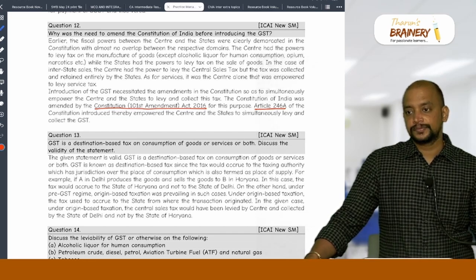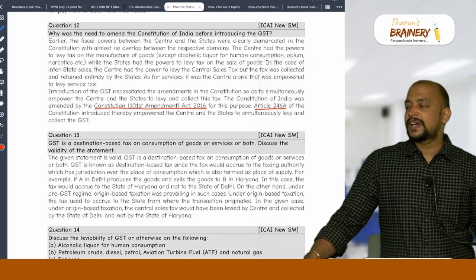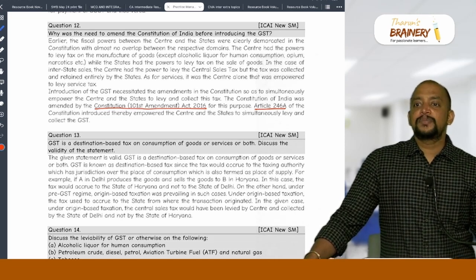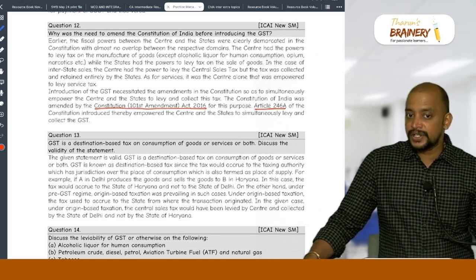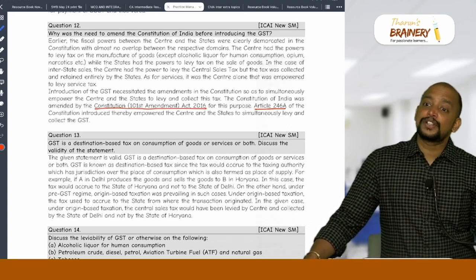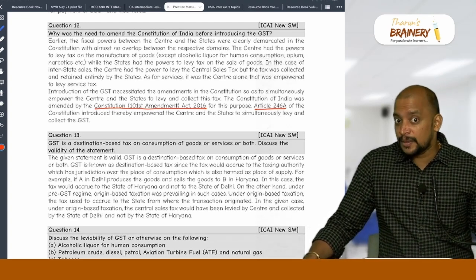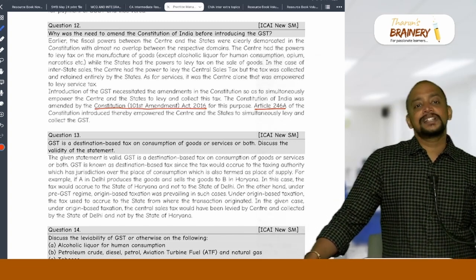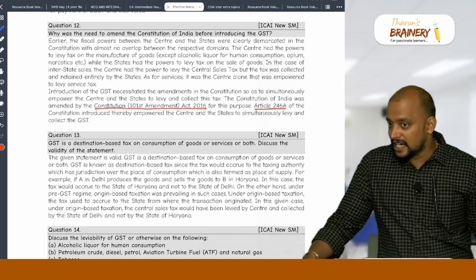Okay, you read it? So the first paragraph says what has happened in the past, which we already know. Central government was levying excise duty on manufacture, state government was levying sales tax on sales. CST, even though levied by the central government, was collected by the state government. Service tax was fully levied by the central government. But now when all these things got merged, both central government and state government will levy.